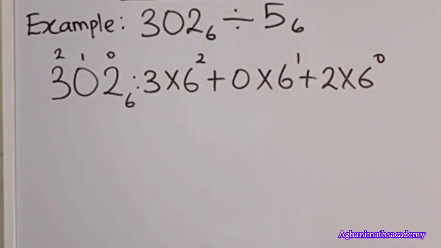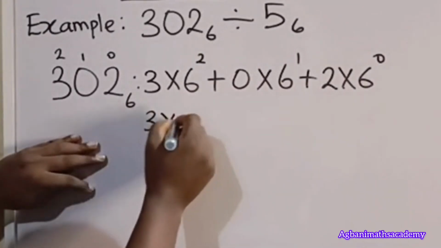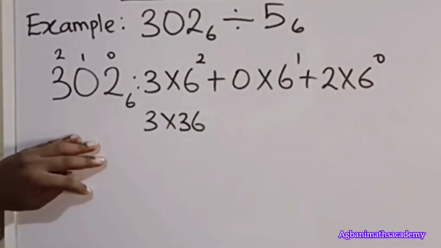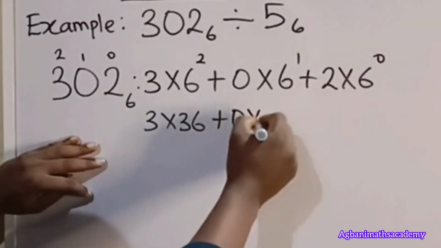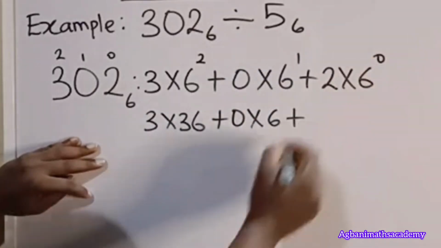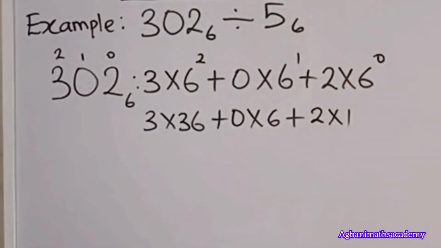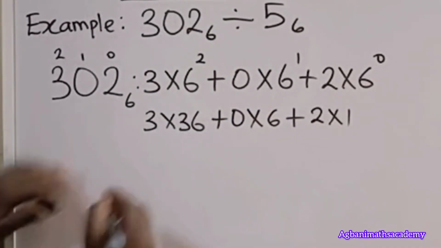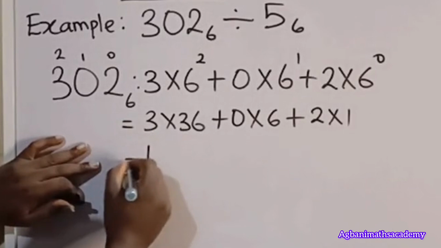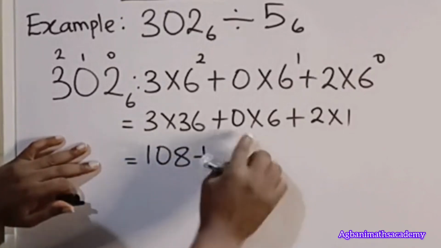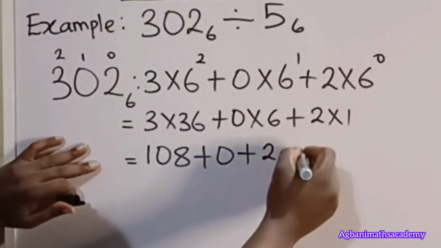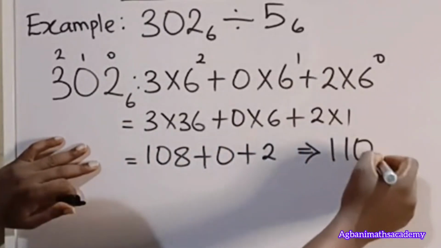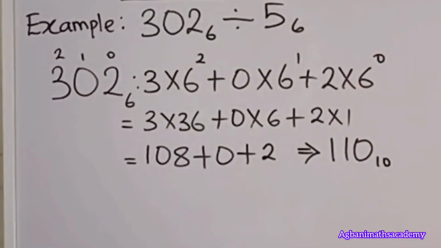6 to the power of 2 is 36, so this gives us 3 times 36, plus 6 to the power of 1 is 6, so we have 0 times 6, plus 6 to the power of 0 is 1, so we have 2 times 1. What's 3 times 36? 108. So this will give us 108 plus 0 times 6 is 0, plus 2 times 1 is 2. So our final answer is going to be 110 base 10.